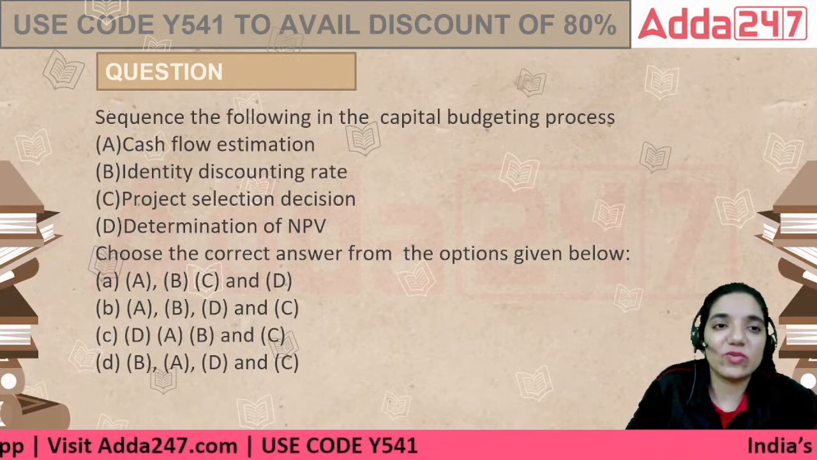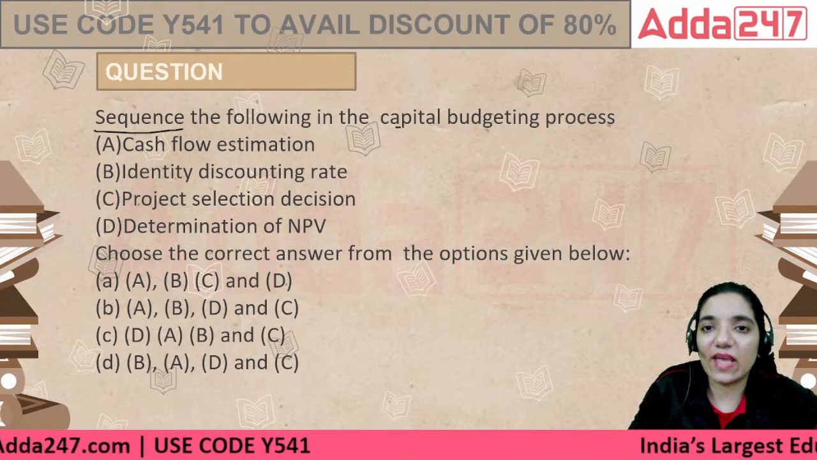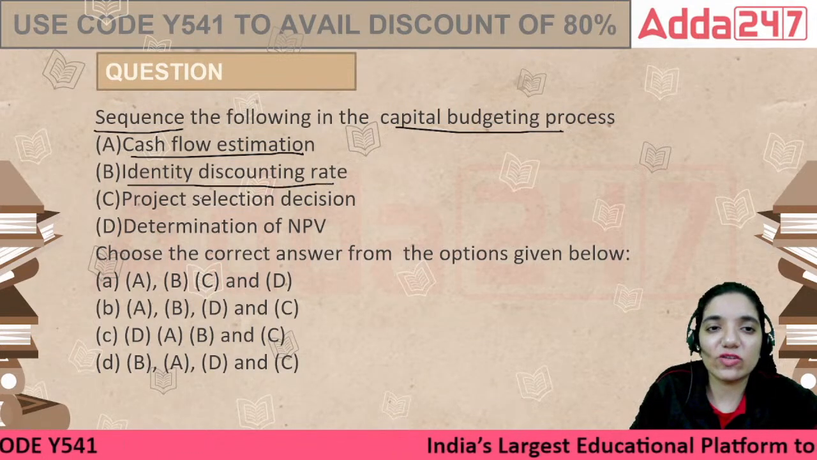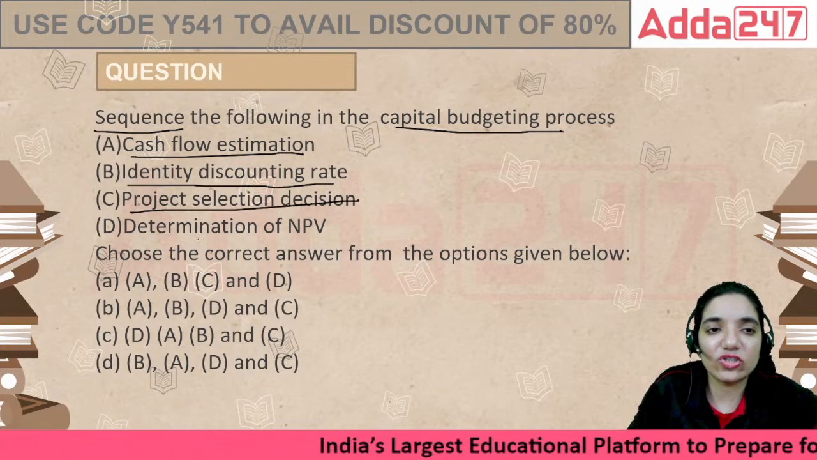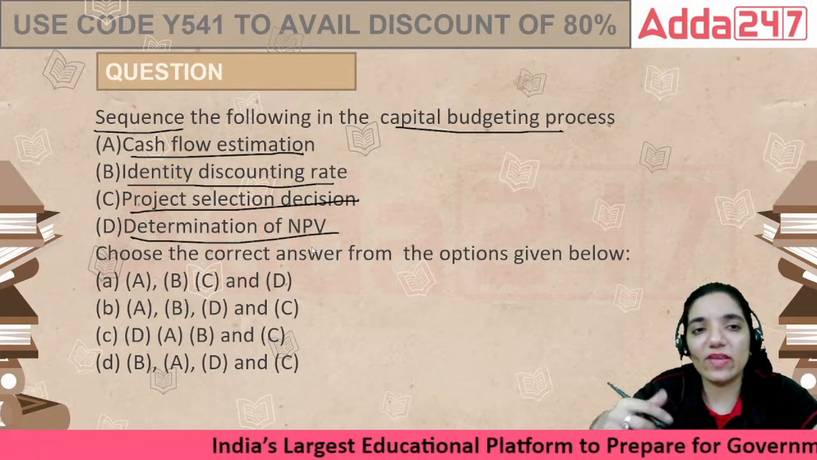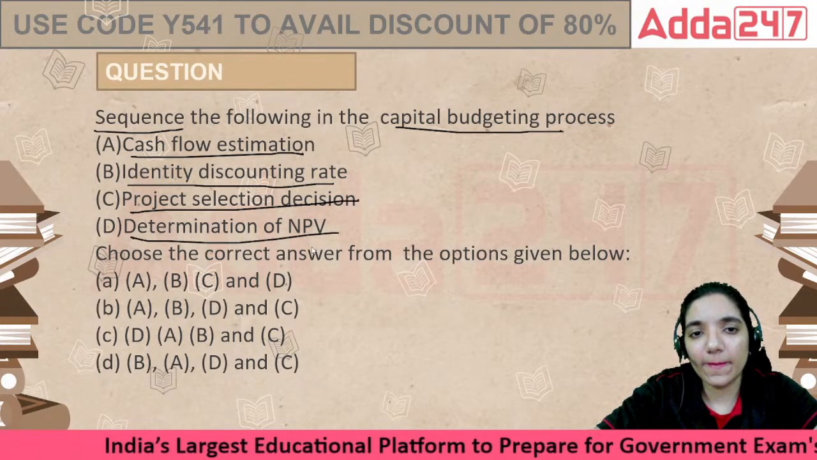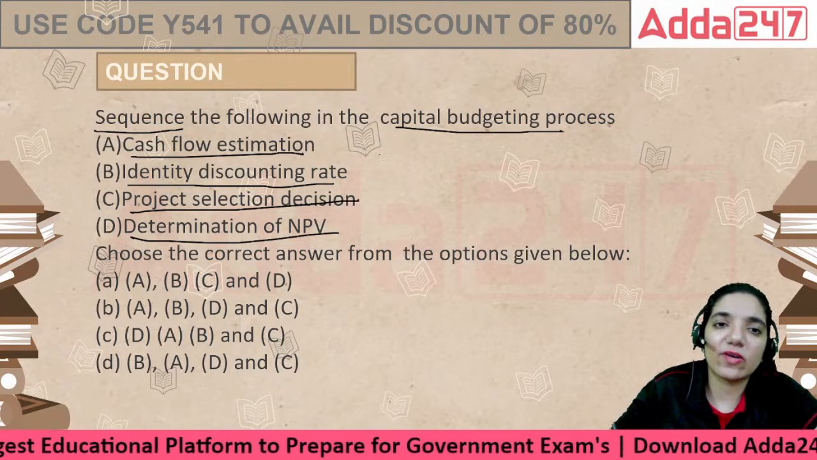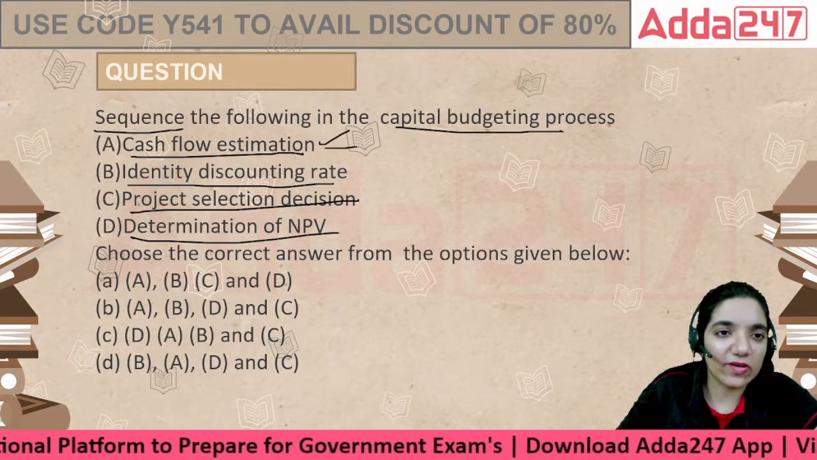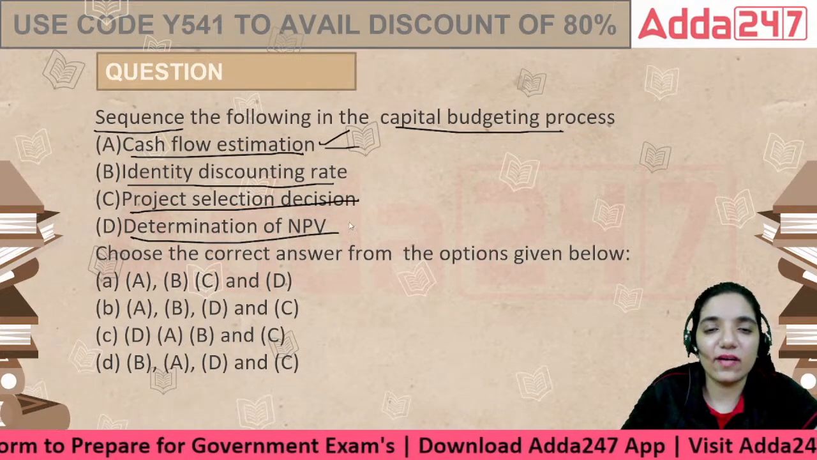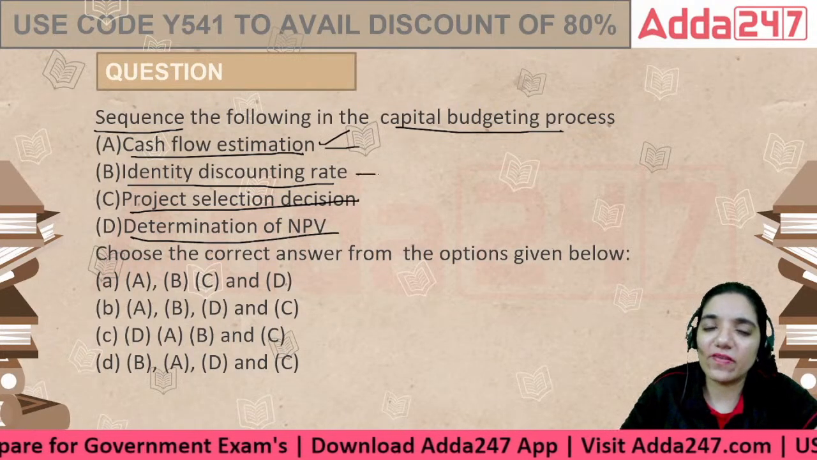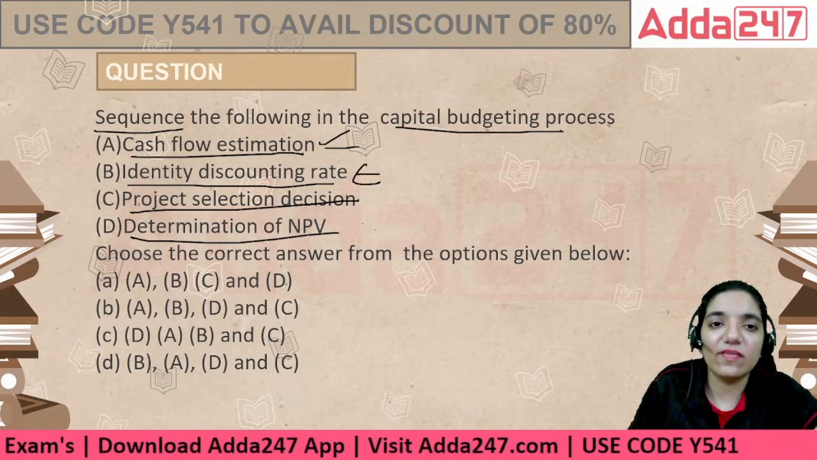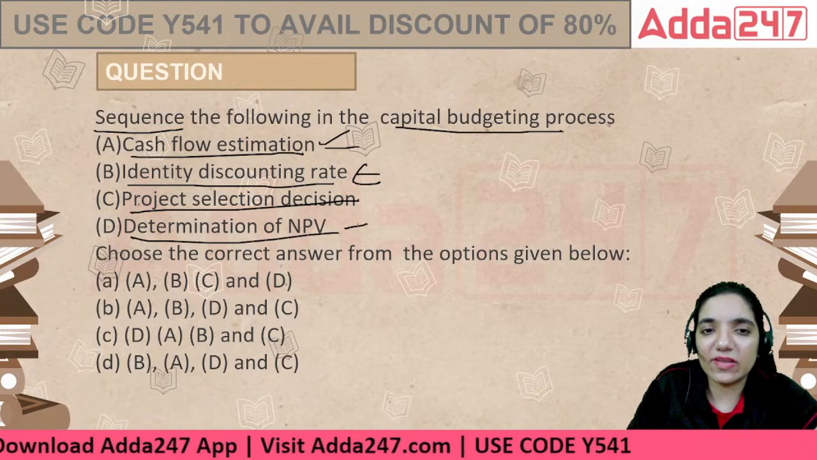Okay. Now the next question. Sequence the following in the capital budgeting process. A, cash flow estimation; then identification of discounting rate; project selection decision; or determination of NPV. See, first of all, whatever inflow or outflow we are doing, we'll record that. That is A. Then the next point is identifying the discount rate. Whatever discount rate, PV factor we are using, that would be taken. Then we will determine the NPV.